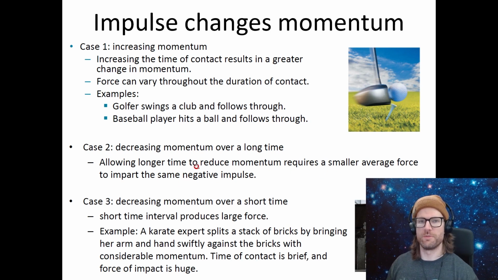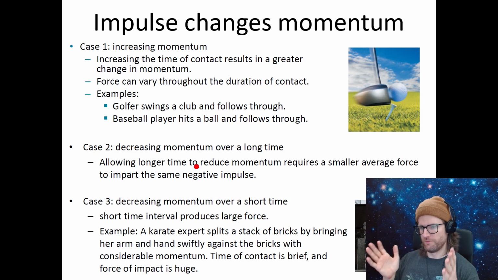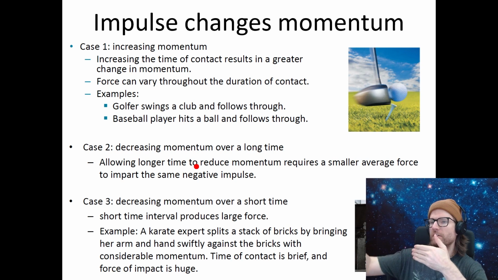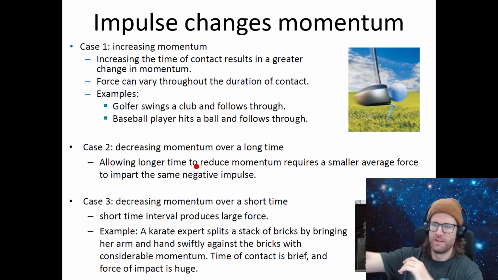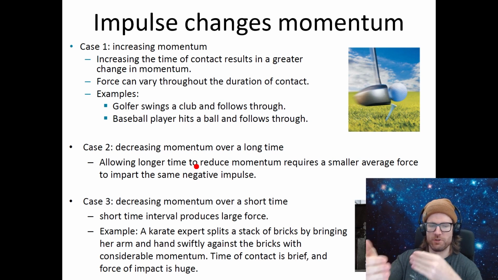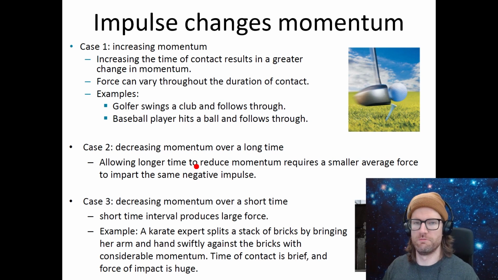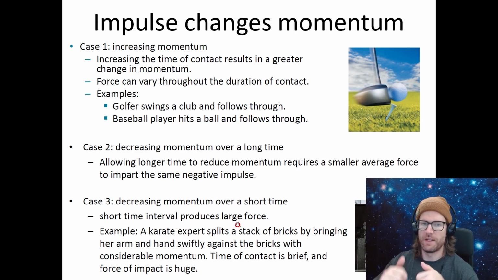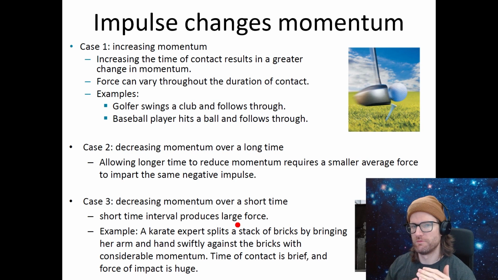Allowing longer time to reduce momentum requires small average force. So if you want to slow something down, say you're in your car and you lightly hit the brakes, it's going to take a long time to slow down to 0. Whereas if you're moving in your car and slam on the brakes, high force, it's a short time to slow down to 0. Okay, that's case 3. If you slam on the brakes, it increases the force, and the time required to slow the car down to 0 is very short.